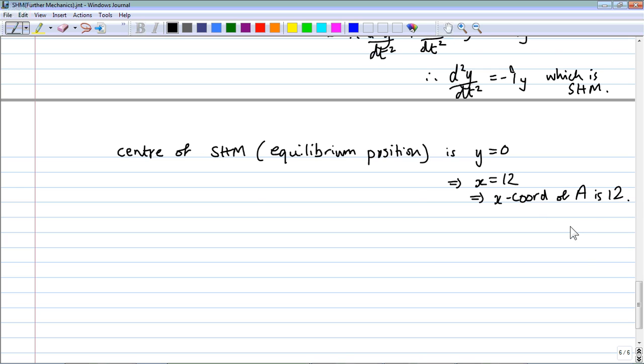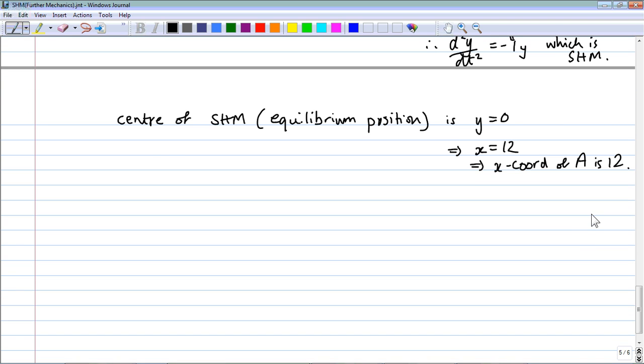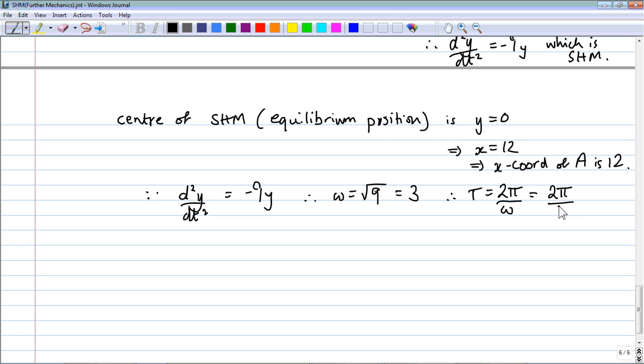That's the first part. Now, what's the period of this SHM? Because d2y by dt squared is minus 9y, that means omega is the square root of 9, which is 3. And so the period is 2 pi over omega, or 2 pi over n if you prefer, which is 2 pi over 3. That's the period.